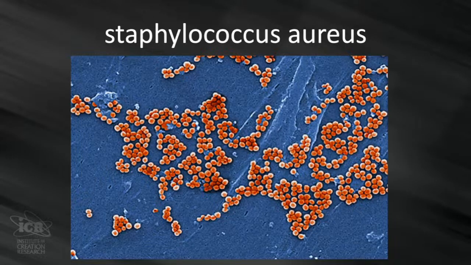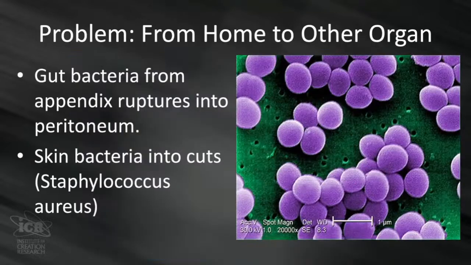This is a picture of Staphylococcus aureus, the skin bacteria. It's a spherical, circular bacteria. This example is stained. You normally can't see it, so they stain it to help one see it. But you can see they're just little ball-shaped things.